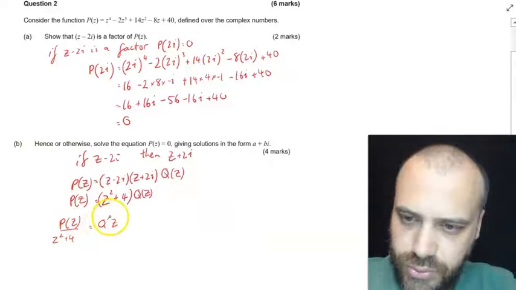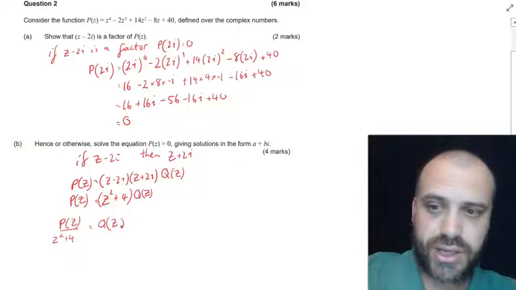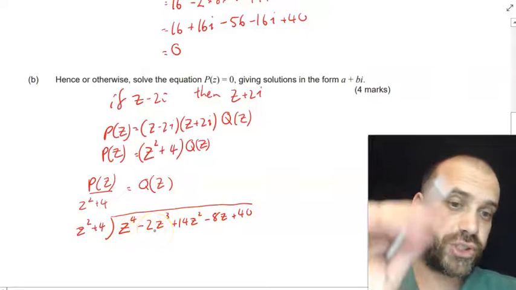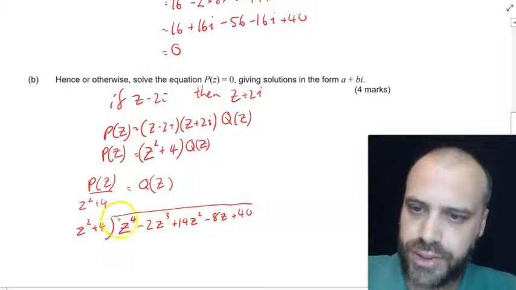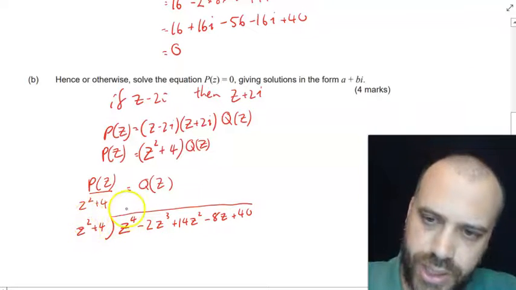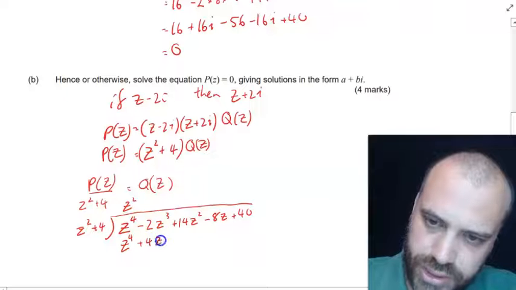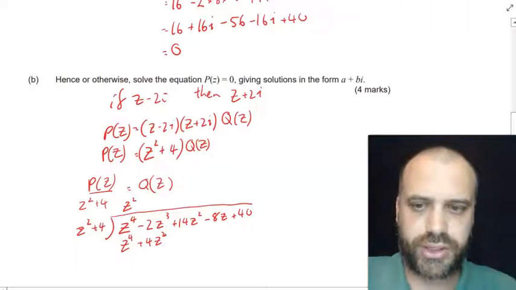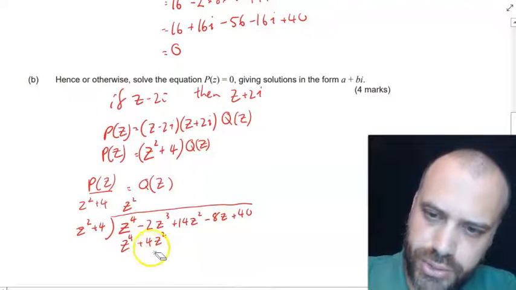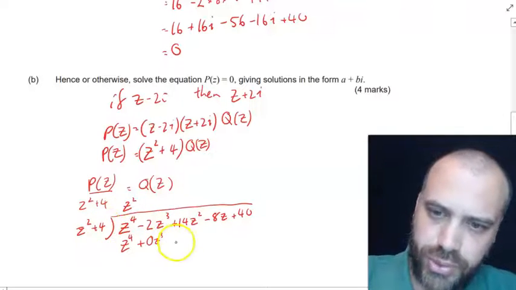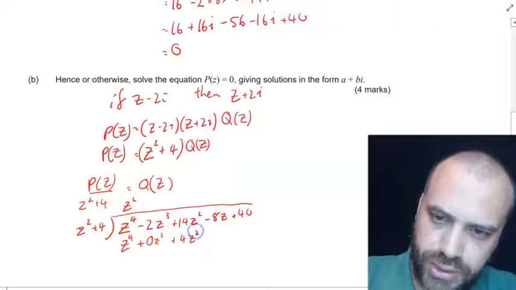And in order to figure out what this function q(z) is, I can do polynomial division. Don't worry if you don't like polynomial division, I'm going to show you a different way to do this without polynomial division. z to the 4 divided by z squared is z squared. z squared times z squared is z to the 4. z squared times 4 is 4z squared. It's not quite how we want to do it though, because we don't have a z cubed term. So we'll put in a plus 0z cubed there, and we'll put our plus 4z squared there.